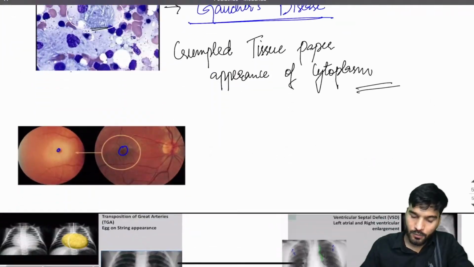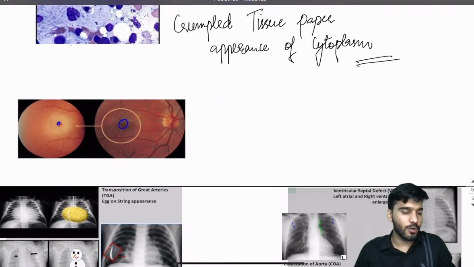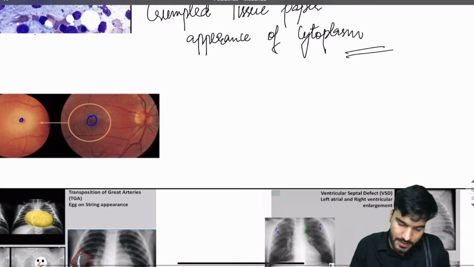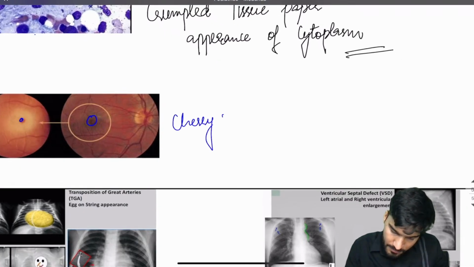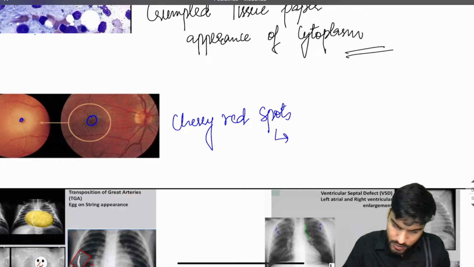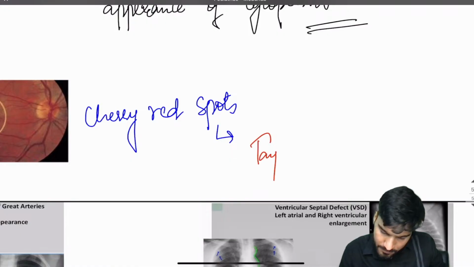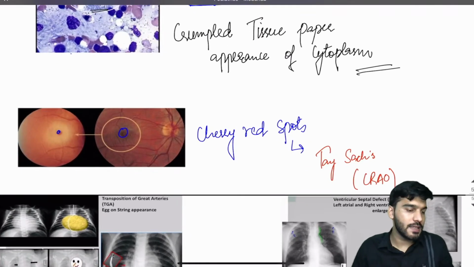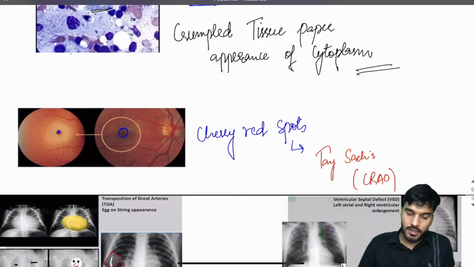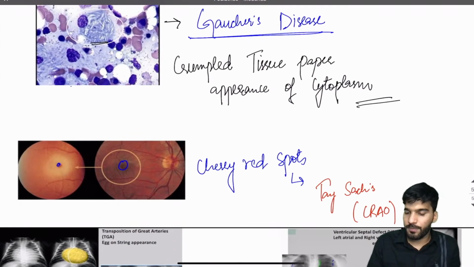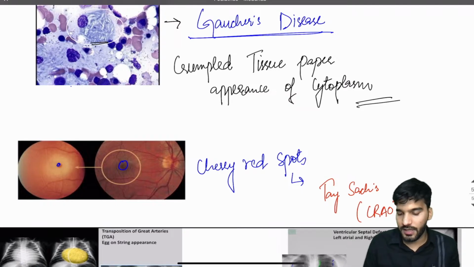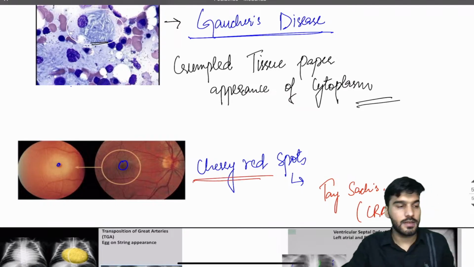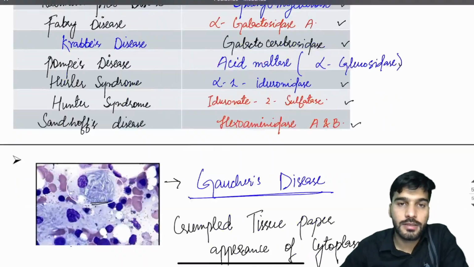Clear? And now these are the cherry red spots. Cherry red spots are seen in which lysosomal storage disease, guys? Tay-Sachs. They're also seen in CRAO. Clear? So this is crumpled tissue paper appearance of the cytoplasm in Gaucher's, and cherry red spots seen in Tay-Sachs disease. Clear? Let's move ahead.